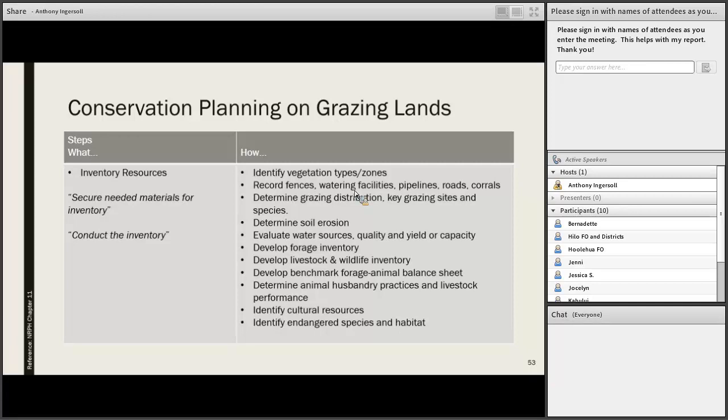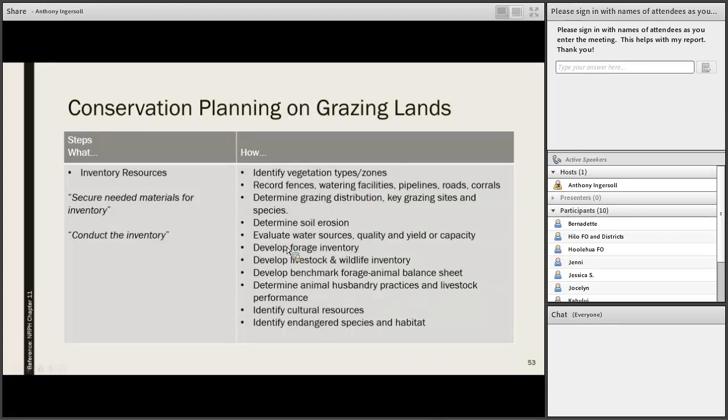We've got to look and see, is there any soil erosion going on? We want to consider the water sources for the livestock, and what is their quality, and how much do they store or deliver, what's their capacity and yield. We've got to come up with a forage inventory. That's where we start getting the information that we need for our forage animal balance.